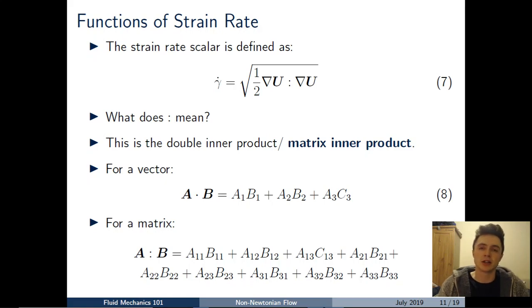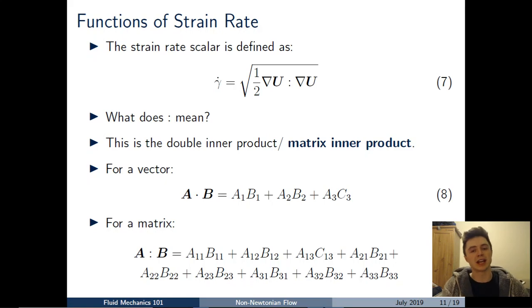Well, the way that we can understand the double inner product is by first thinking about the vector inner product, which is given by the central dot. And if we look at equation 8, if we have two vectors, a and b, then the inner product of those two vectors is just each of the components multiplied by each other and then summed. So a1b1 plus a2b2 plus a3b3.